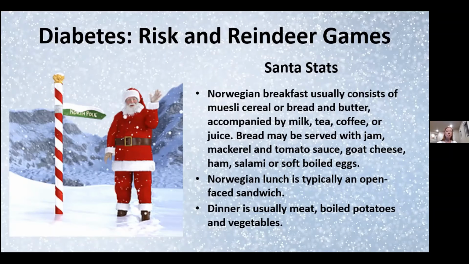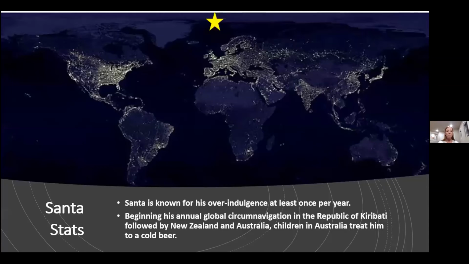Bread may be served with jam, mackerel, and tomato sauce, goat cheese, ham, salami, or soft-boiled eggs. A Norwegian lunch is typically an open-faced sandwich, and dinner is usually meat, boiled potatoes, and vegetables. So that's likely Santa Claus's typical diet. So let's look at how he gets around one night a year. He is known for overindulgence at least once per year.